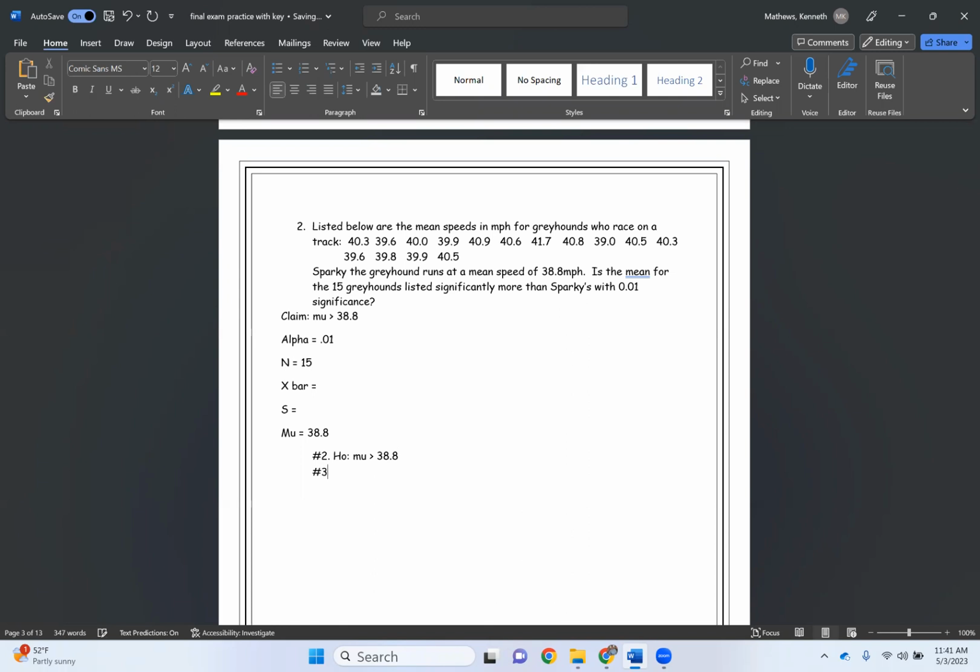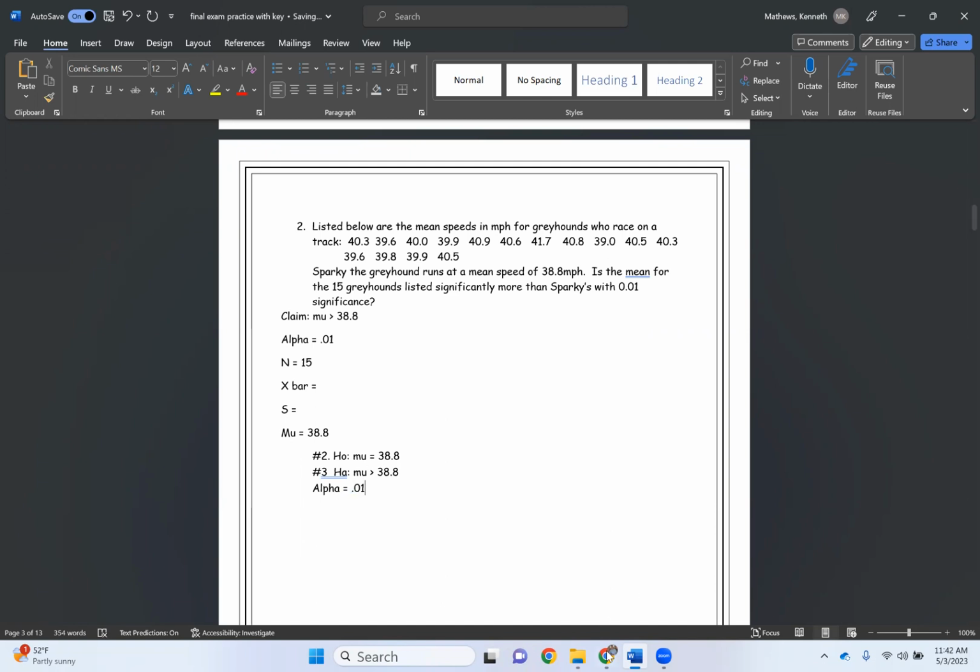And number three, the alternate hypothesis is that, oh no, null is always equals. Gosh. The alternative that we're trying to prove is that mu is greater than 38.8. Because if those 15 have a mean greater than Sparky, Sparky's getting put out to the pasture. And we all know what that means. Pasture ain't no pasture. All right, so the alpha value is 0.01.